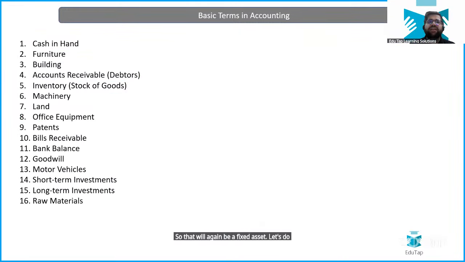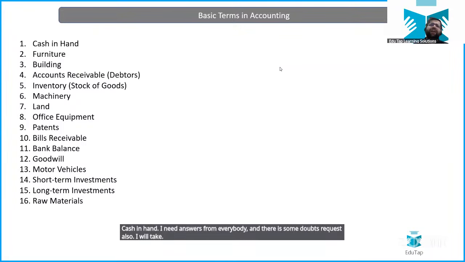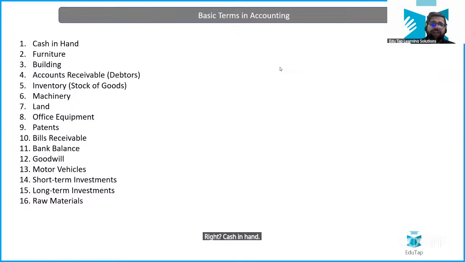Let's do some more activities. Cash in hand. I need answers from everybody, and if there are some doubts, I will take them. Do not break my flow like this because it will disturb the overall flow, right? Cash in hand, definitely it's a current asset.